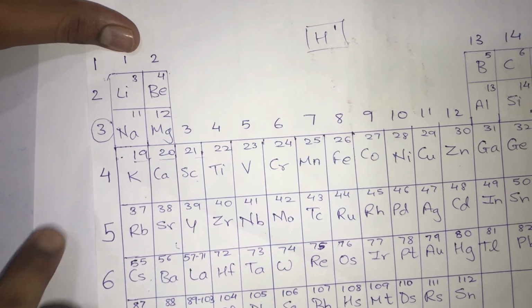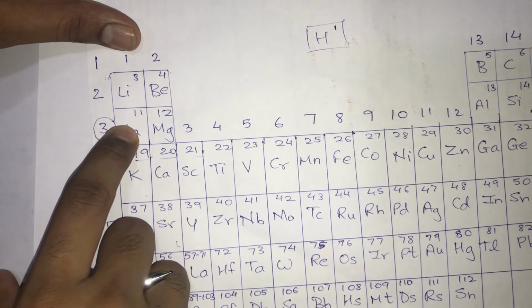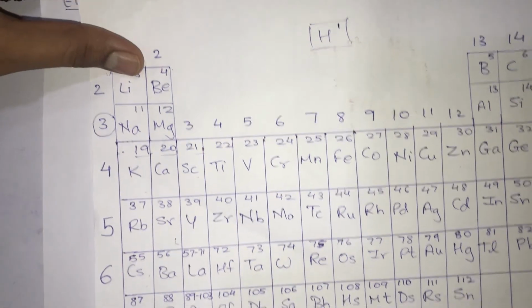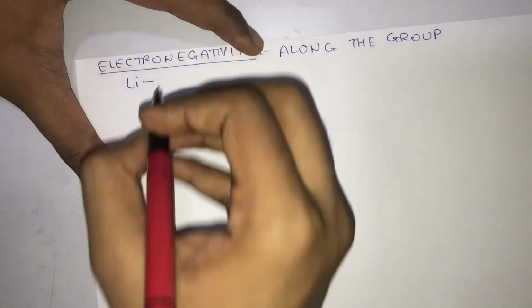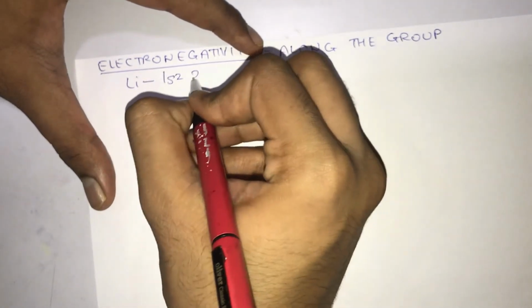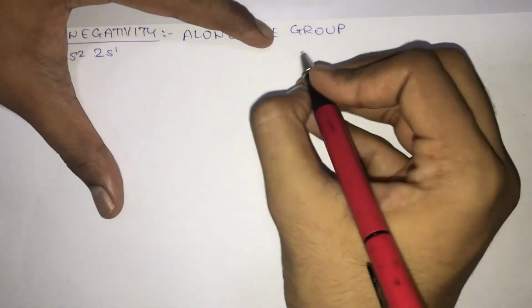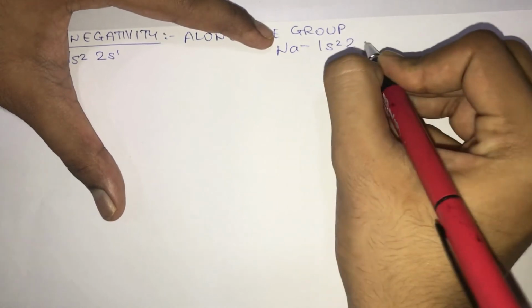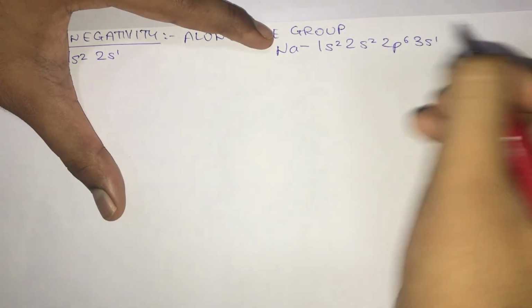So let's consider the first 2 elements, and let us see how the electronegativity changes as we move from the first element to the next element. Okay, so first of all, what is the electronic configuration of lithium? It is nothing but 1s2 2s1. What is the electronic configuration of sodium? It is nothing but 1s2 2s2 2p6 and 3s1.